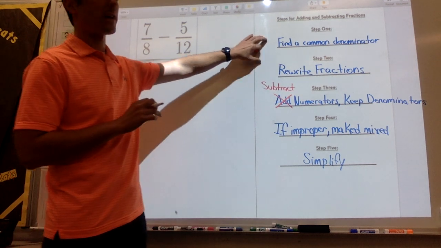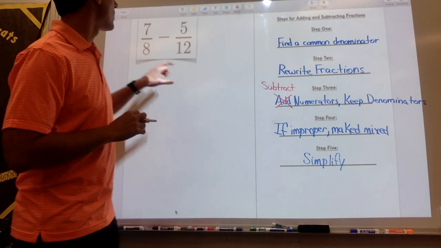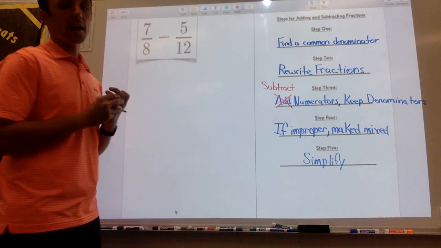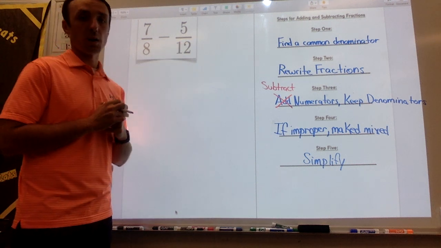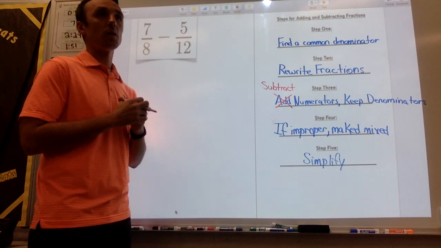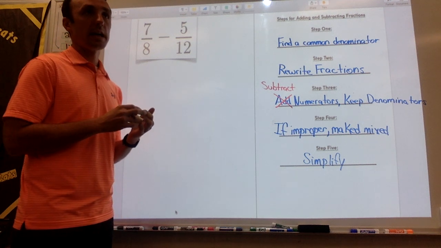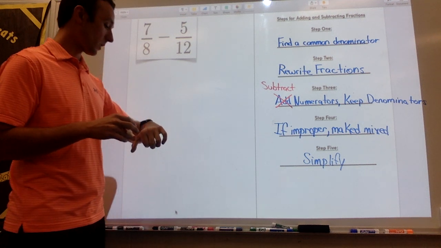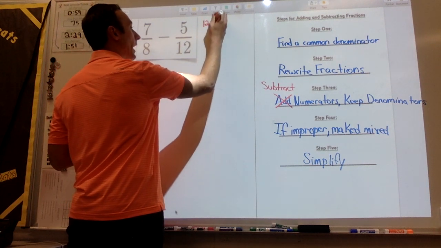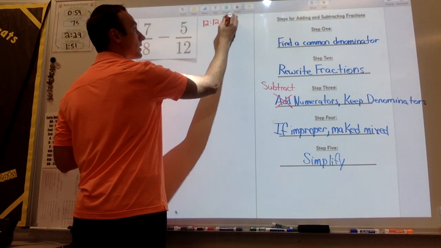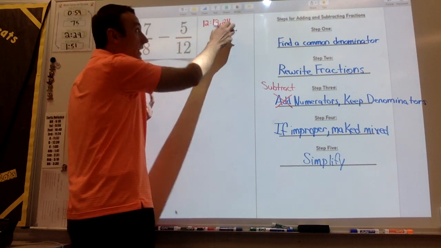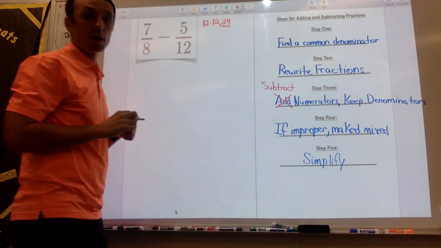So step one was find a common denominator. So I have 8 and 12 as my two denominators, as my two bottom numbers. I always pick the greater denominator, 12. And I ask myself, can my smaller one go into my bigger one? Can 8 go into 12? No, it can't. It cannot go there evenly. It cannot multiply to become 12. So then I count my larger denominator. And we said, okay, 8 can't go into 12, so 12 plus 12 is 24. Can 8 multiply to become 24? Yes, it can. So that is going to be our common denominator.